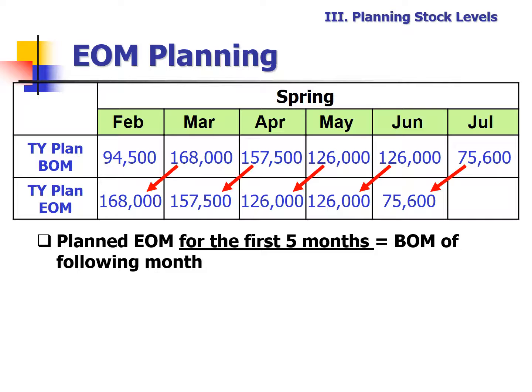So for example, the EOM of February will be the same as the BOM of March, and the EOM of March will be the same as the BOM of April, and so on. So we can calculate the EOM all the way through June in this case, but for July, the last month of the season, how do we know the EOM? We can't use the BOM of August because August is not planned yet and it's the next season. It's a different season. We're not including it in this 6-month plan. So how are we going to plan the EOM of July, the last month of the season?